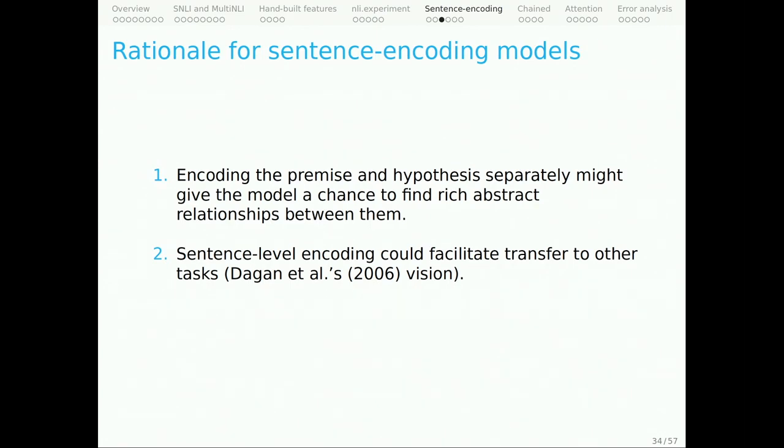Here's what I take to be the rationale. I kind of alluded to this before. So first, encoding the premise and hypothesis separately might give the model a chance to find rich abstract relationships between them. You might think that that's a very human way of doing this. Like, I have an understanding of the premise, an understanding of the hypothesis, and then there's a subsequent step of figuring out what their relationship is. And that's more or less directly encoded in this class of model. And in addition, this is the Ido Dagan dream, sentence level encoding could facilitate transfer to other tasks. So if you wanted to do the GLUE benchmark, for example, then it's really natural to choose a sentence encoding model so that you could use the premise or hypothesis in one of the sentiment tasks or in one of the grammaticality judgment tasks and stuff.